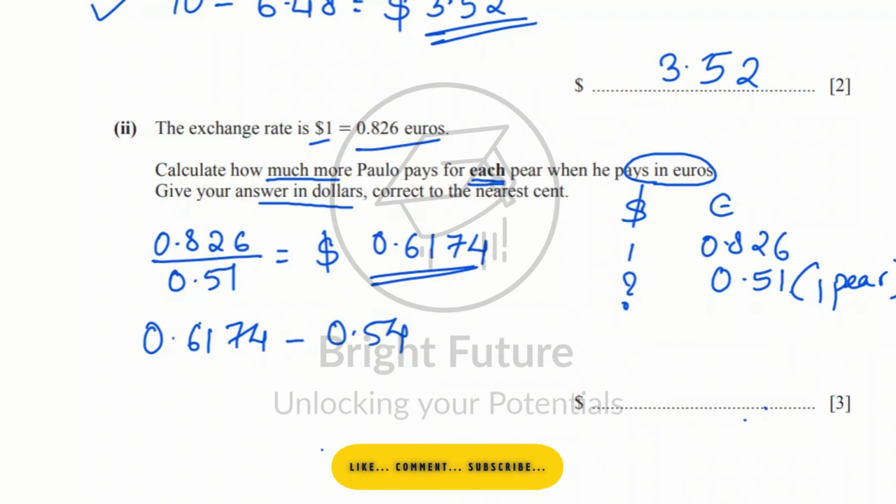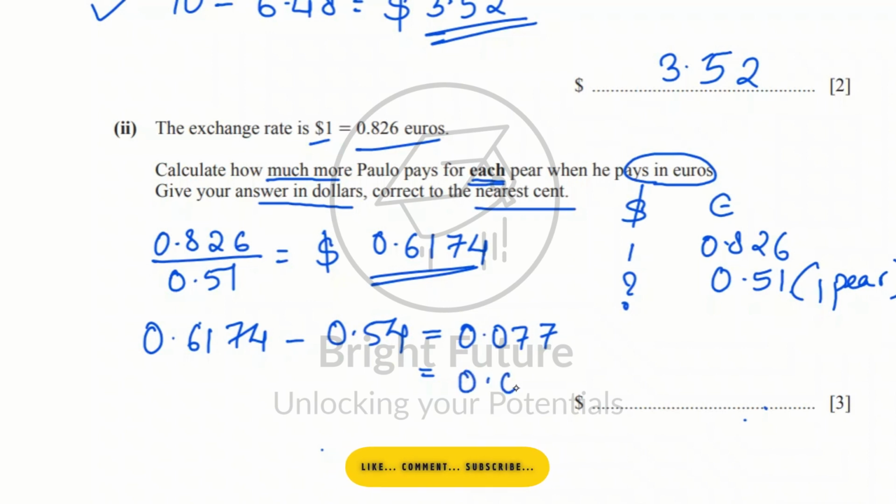Now from that amount we will be reducing the original cost of the pair when purchased in dollars, that is 0.54. So when you find the difference, you get 0.077. Now since the answer has to be in the nearest cent, it's going to be 0.08. So finally the answer is 0.08. I hope you will understand.